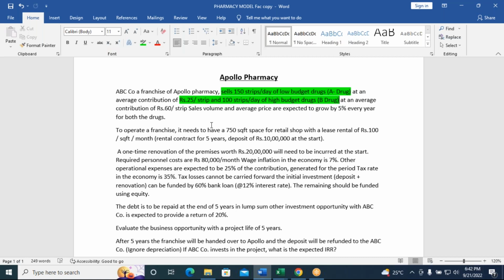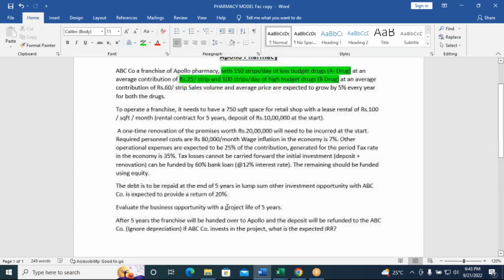Tax losses cannot be carried forward. For initial investments, deposit plus renovation can be funded by 60% bank loan, where the interest rate will be 12%. The remaining should be funded using equity. The debt is to be repaid at the end of 5 years in lump sum. Other investment opportunity with ABC company is expected to provide a return of 20%. Evaluate the business opportunity with the project life of 5 years.